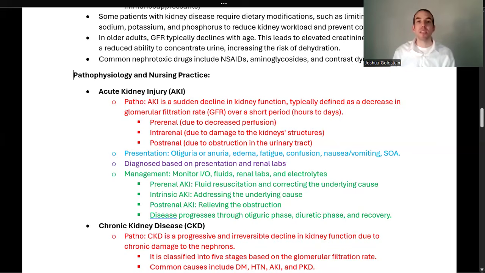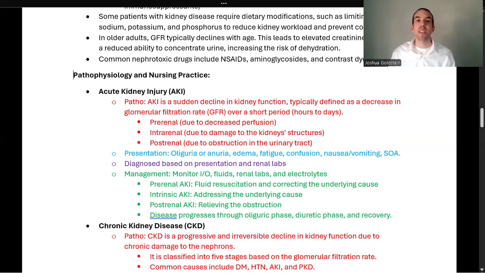Now let's move on to the actual diseases, and then we'll wrap up this lecture. So patho and nursing practice for all the nephrology diseases. We're going to start with acute kidney injury. So AKI, acute kidney injury, is a sudden decline in kidney function, typically defined as a decrease in the GFR, or you can see it as an increase in the BUN and creatinine over a short period, meaning it happens quickly over a few hours or a few days.